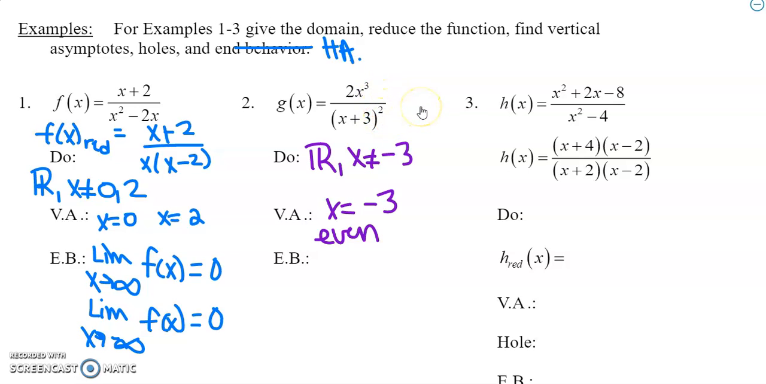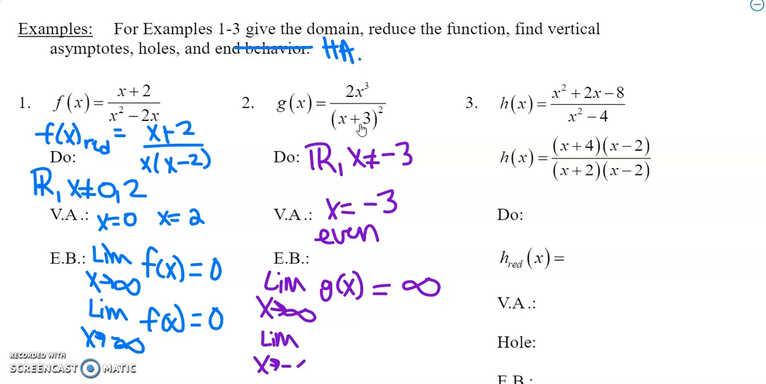So is there going to be a horizontal asymptote? No. The limit as x approaches infinity of this function g of x, well, let's see what happens if I put huge positive numbers in here. I get positive over a positive, so it's going to be positive infinity. What happens when I put huge negative numbers in here? I get a negative over a positive, so that's going to be negative infinity.